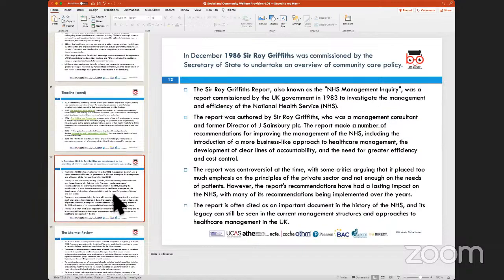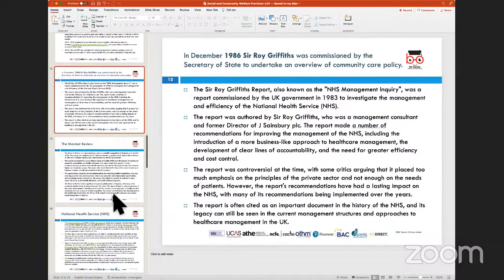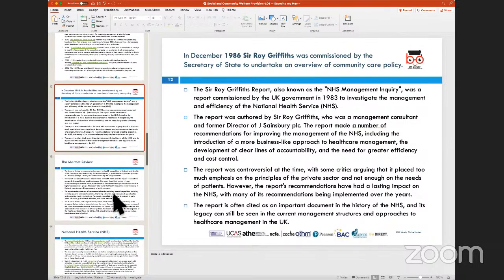Now, there are 3 reports which I would suggest that you need to look at studying in detail when you're studying nursing. One of the first reports is the Roy Griffiths report, which was commissioned in the 1980s. Obviously, it was commissioned, and this report came about in 1986. What was the reason for setting up this report, this inquiry, which was done by the government? What were the outcomes of this particular report, and what did it do is something that you need to understand.